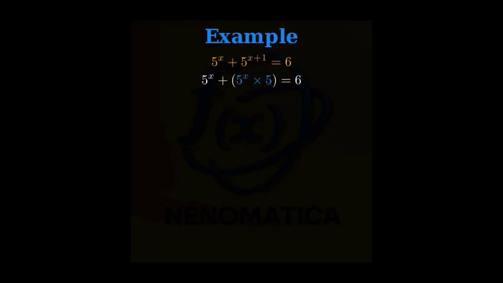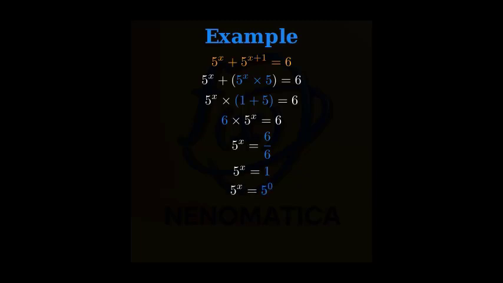Let's start by rewriting 5 to the power of x plus 1 as 5 to the power of x times 5. Now, I'll factor out 5 to the power of x from both terms on the left side. Let's simplify inside the parentheses. 1 plus 5 equals 6. Now, I'll divide both sides of the equation by 6. 6 divided by 6 equals 1.